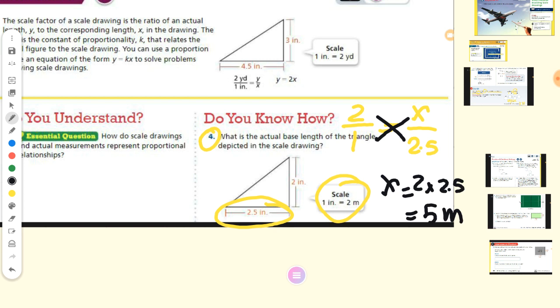So in drawing, it's 2.5 inches. But in real, the actual side is 5 meters. Another question.